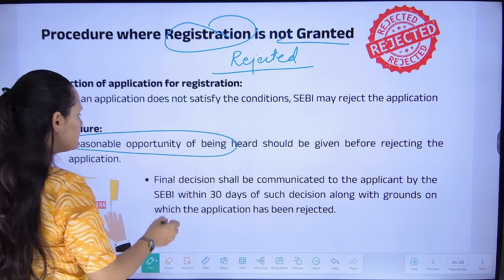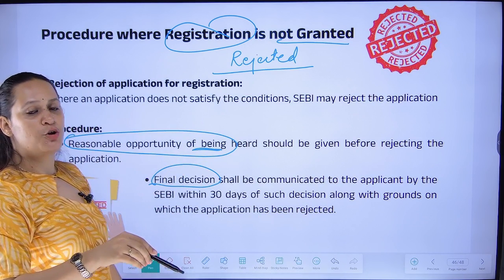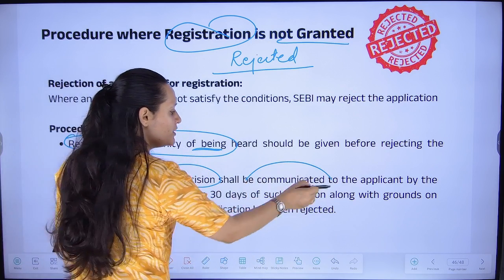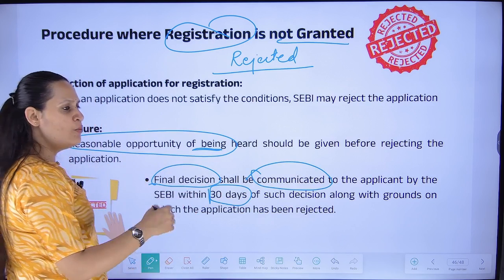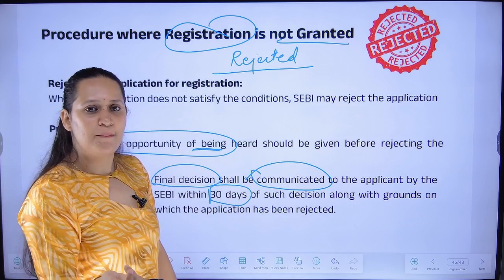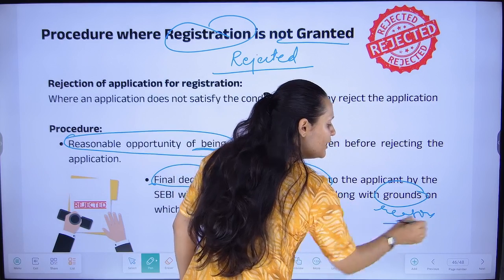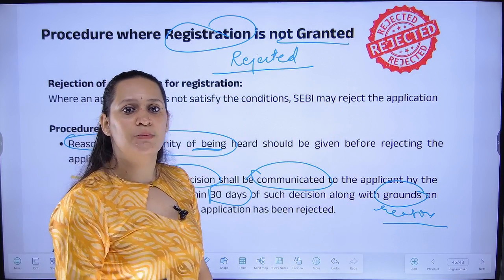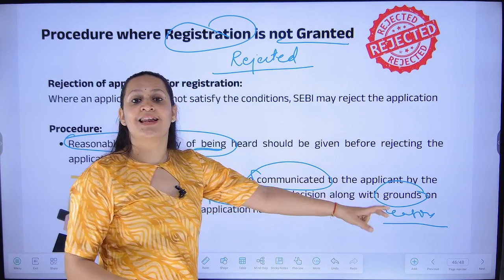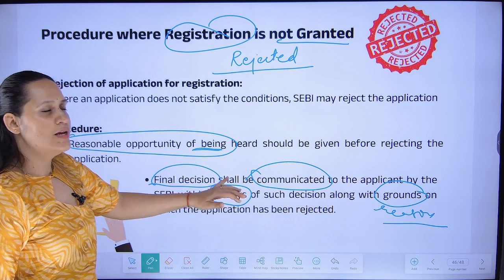Whenever we are going to make the final decision after giving the opportunity of being heard, the final decision should also be communicated to the applicant within 30 days, along with the decision saying that your application has been accepted or rejected. If you are rejecting the application, you should also specify the reasons. What are the grounds on which we are not giving you the registration? What are the reasons because of which your application has been rejected? The decision and the reason for that particular decision should be communicated within 30 days of making the decision to the applicant.